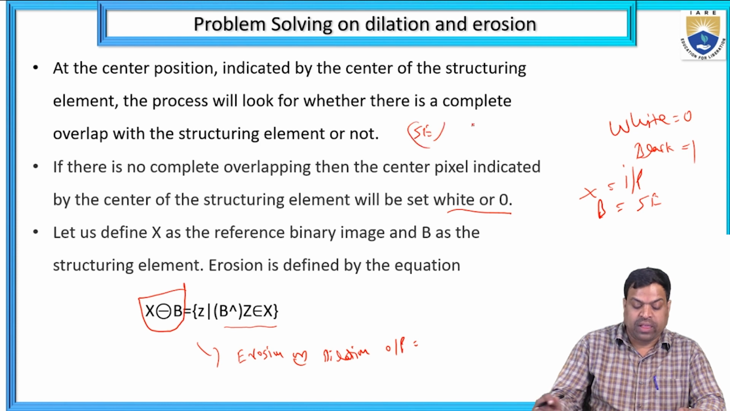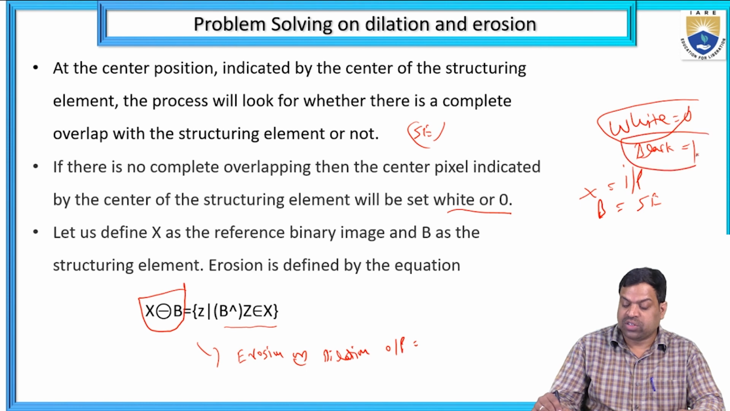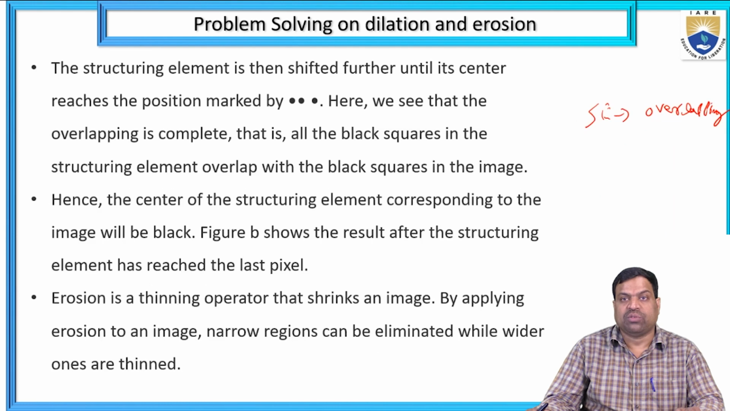Okay, so if there is no complete overlapping, then the center pixel indicated by the center of the structuring element will be white or 0. So, okay, when I am taking white equal to 0, that is black equal to 1. And the equation states that the outcome element is considered only when the structuring element is a subset of or equal to the binary image. And the erosion process starts at the position. If there is no complete overlapping, the pixel at the position will remain white. But the structuring element is then shifted to the right and the same condition is observed.